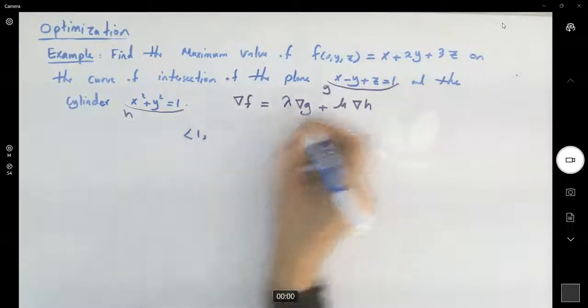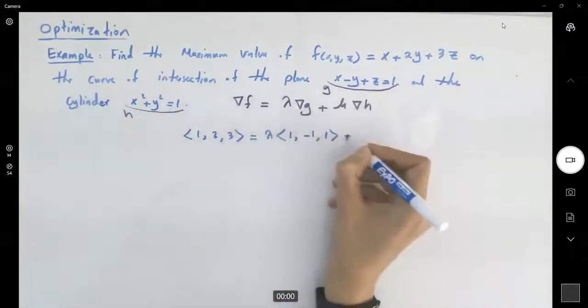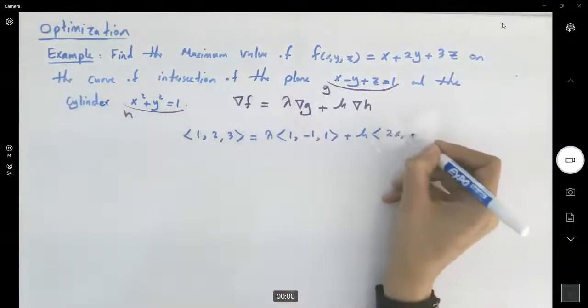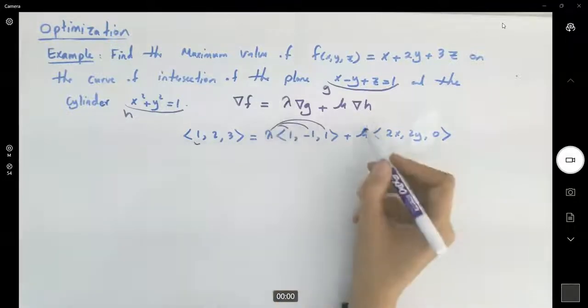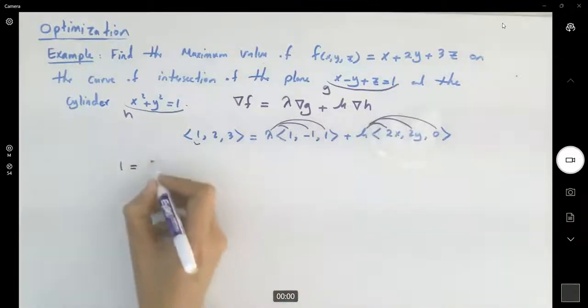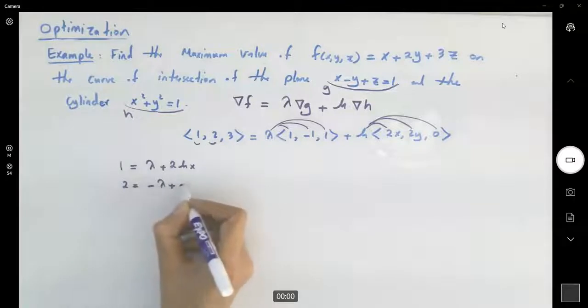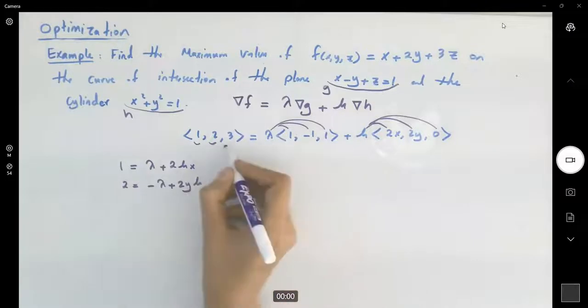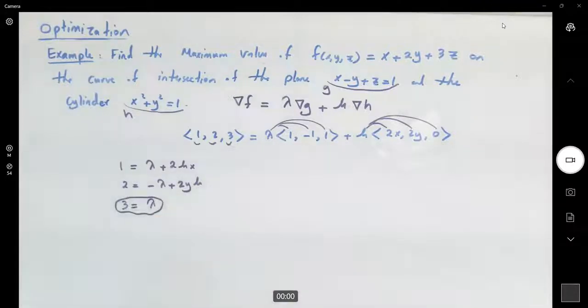The gradient of f, 1, comma 2, comma 3 equals to lambda, the gradient of g, 1, negative 1 and 1, plus mu times the gradient of h, which is 2x, 2y, and of course, 0. There you go. So what do we have here? Don't forget to distribute lambda and mu into parentheses. 1 is equal to lambda plus 2 mu x. 2 is equal to negative lambda plus 2y mu or 2 mu y. And 3 is equal to lambda. Very good. Plus 0. So 0 doesn't count. We found lambda to be 3. Okay.